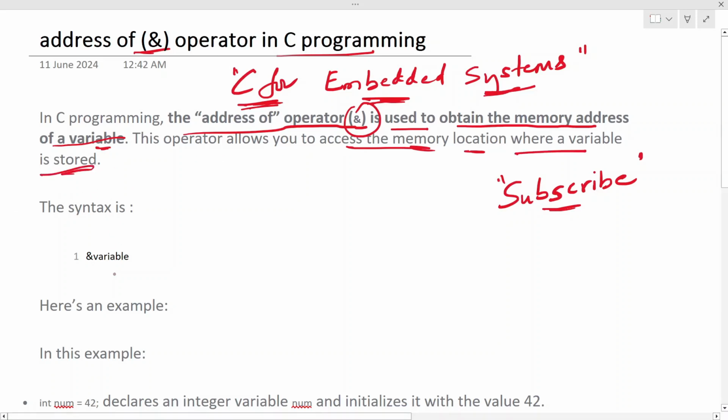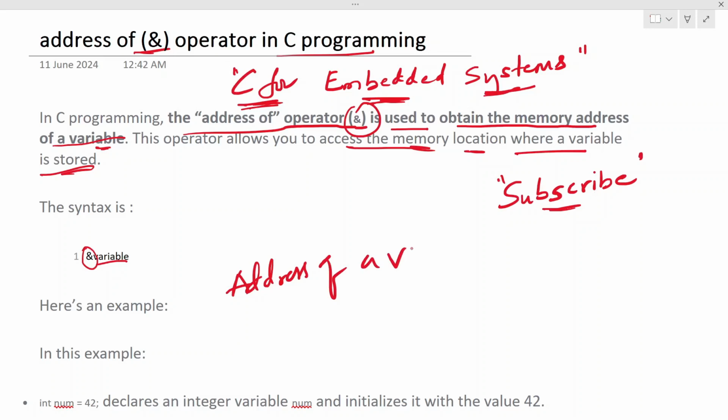The syntax is very simple. Let's say you have a variable, and if you put an ampersand before it, that means you're trying to access the address of the variable. So, address of a variable. Sometimes it's also called the address of operator. Well, let's look at an example and see how it works.